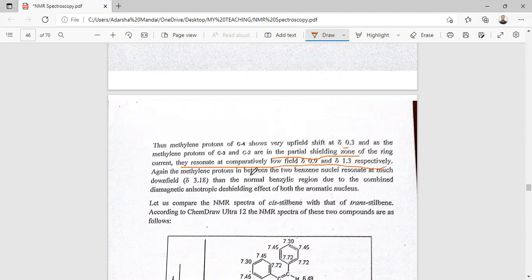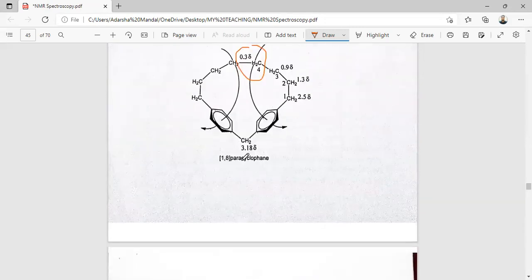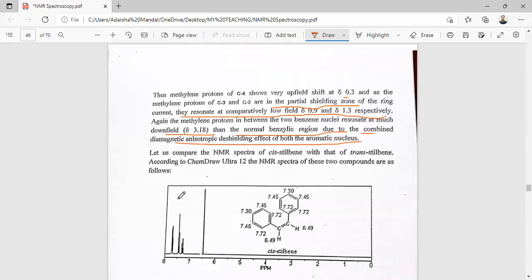Again, the methylene protons in between the two benzene nuclei are at the most downfield, 3.18, in the normal benzylic region due to the combined diamagnetic anisotropic deshielding effect of both the aromatic nuclei. So this benzylic CH2 comes at 3.18 due to the combined deshielding effect of the two phenyl rings. So this comes at 3.18 ppm.